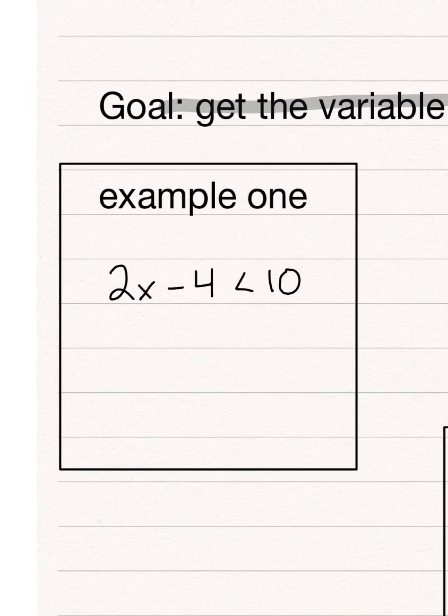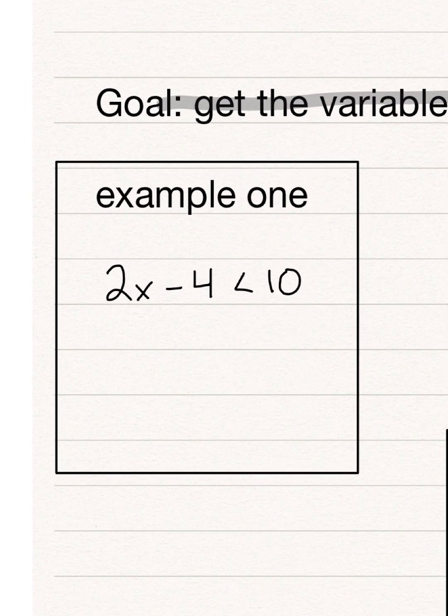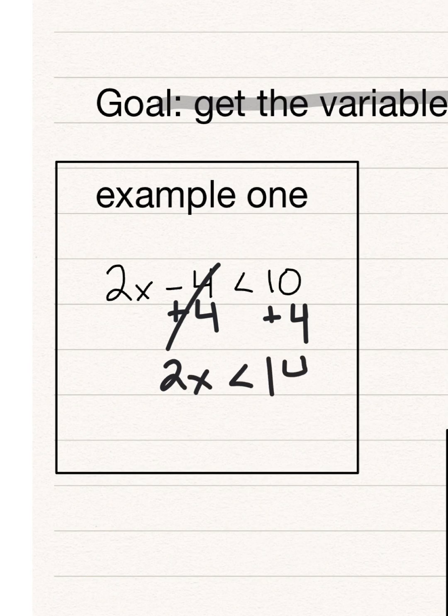So looking at example 1, I have 2x minus 4 is less than 10. Using PEMDAS backwards, I decide to get rid of the 4 first. I undo subtraction first. To undo subtraction, I'm going to add 4. What I do to one side, I have to do to both sides. So we add 4 to the left so that it can cancel out. Then when we add 4 to the right, 10 becomes 14. So now I have 2 times x is less than 14.